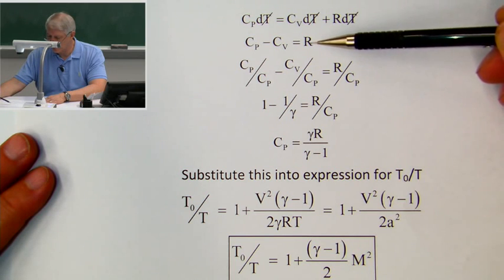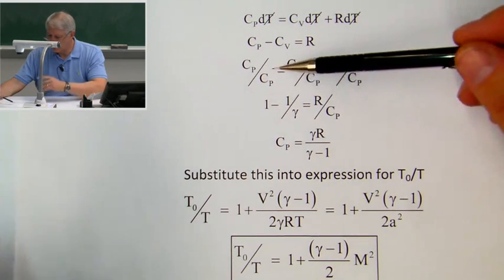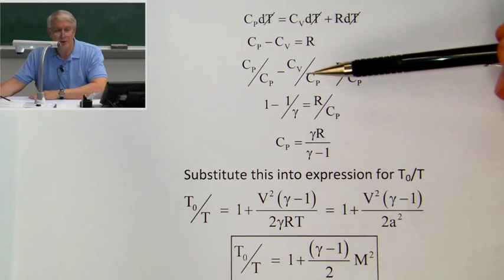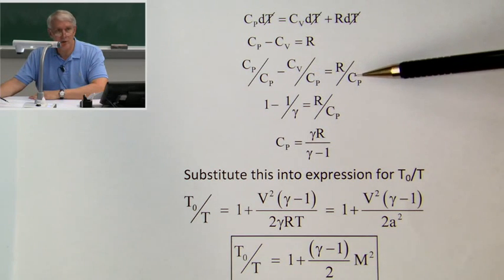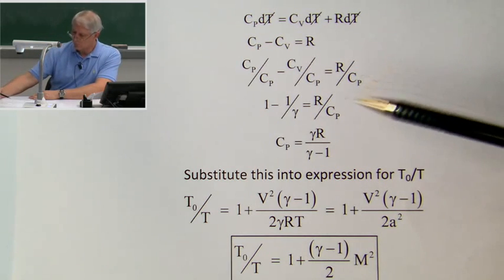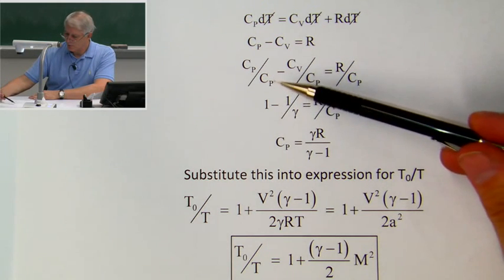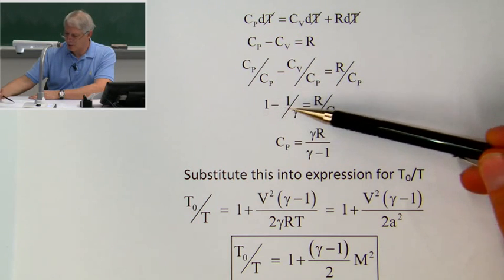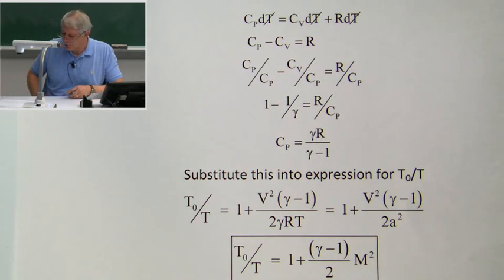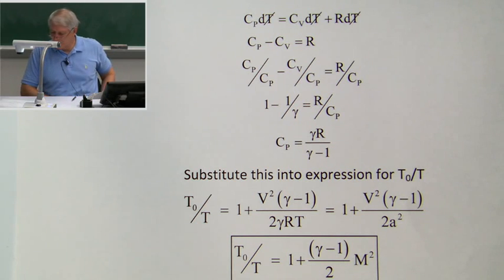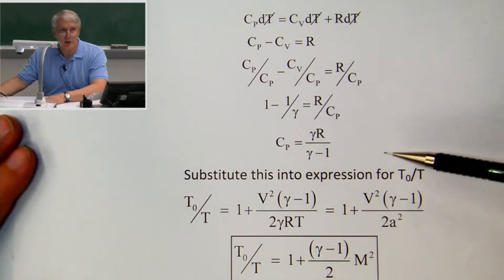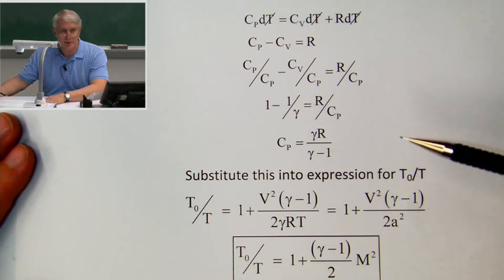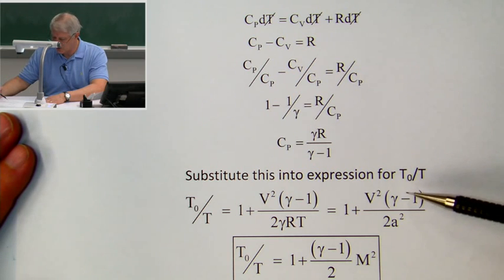We'll divide both sides by Cp. So we have Cp over Cp minus Cv over Cp is equal to R over Cp. The ratio of the specific heats, Cp over Cv, is gamma, so we have 1 minus 1 over gamma equals R over Cp. And then we can solve for Cp, and we find that Cp is equal to gamma R over gamma minus 1. So I'm going to substitute that back into our expression for T0 over T.